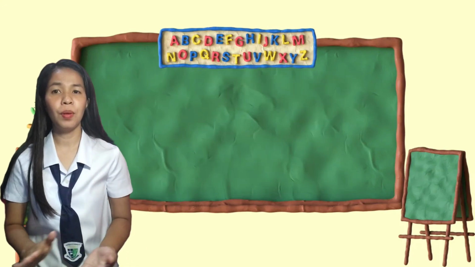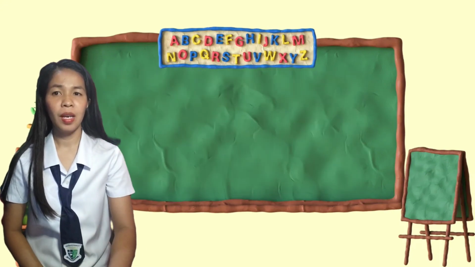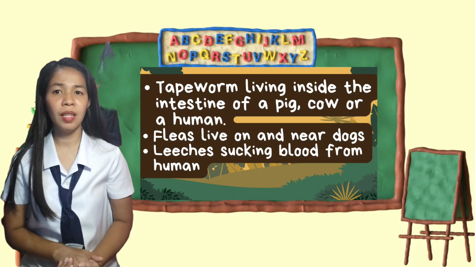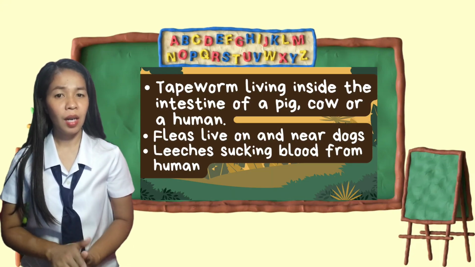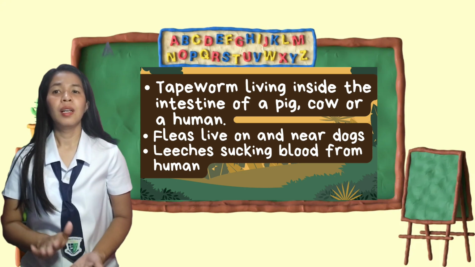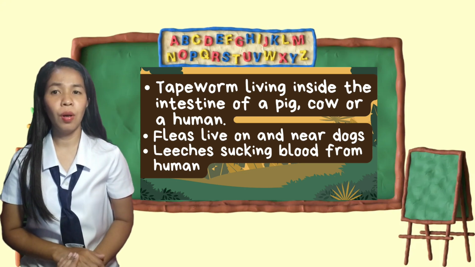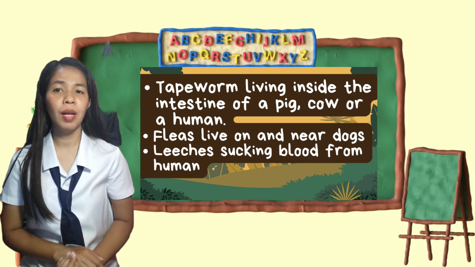Here are some examples of parasitism. A tapeworm living in the intestine of a pig, cow, or a human. Flies living on dogs, leeches sucking blood from humans.